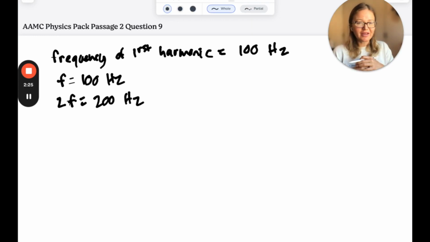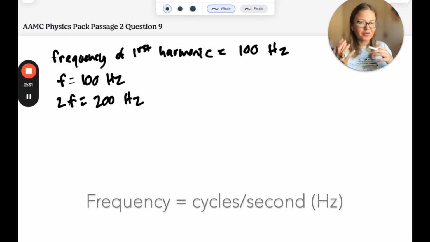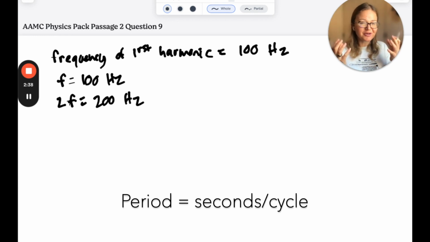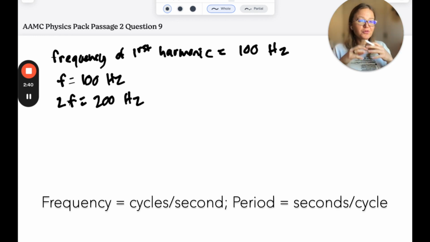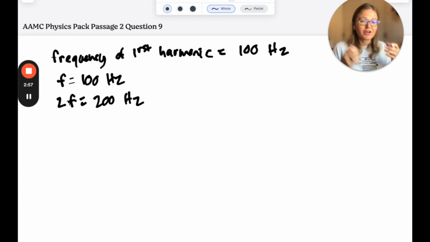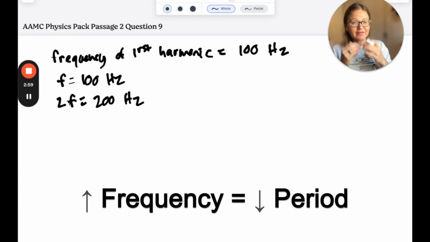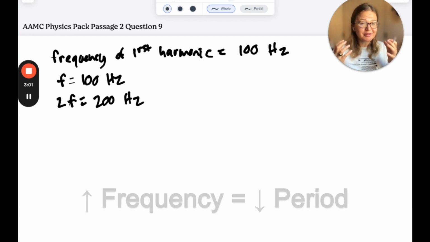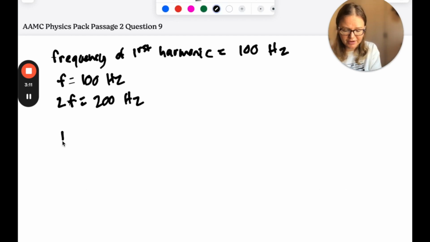Remember, we also talked about in question 7 the relationship between frequency and period. Whereas frequency is the number of cycles per second of a waveform, period is how long a single cycle takes in seconds. So those two things are inverses. If you have more cycles per second, a higher frequency, you're going to have a lower period. It's going to take less time for a single cycle to be complete. So we use the equation T for period, always a capital T, equals 1 over frequency.